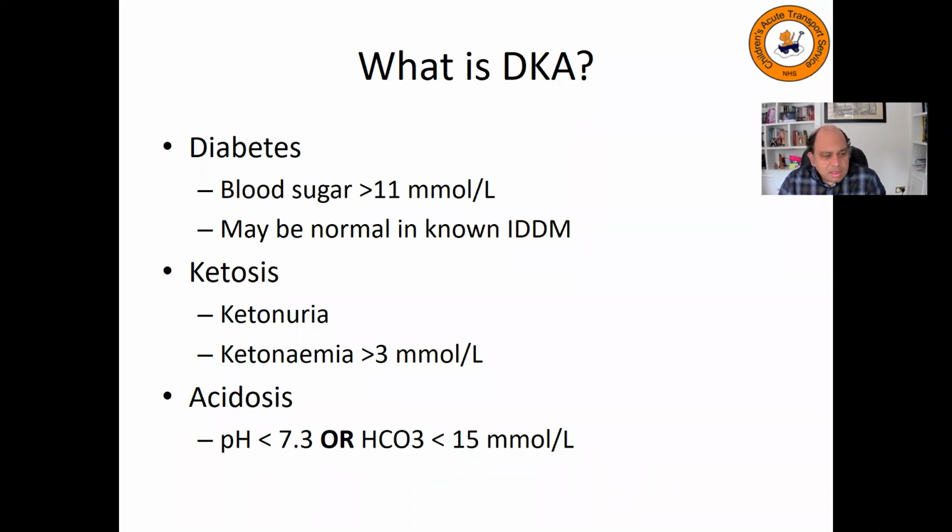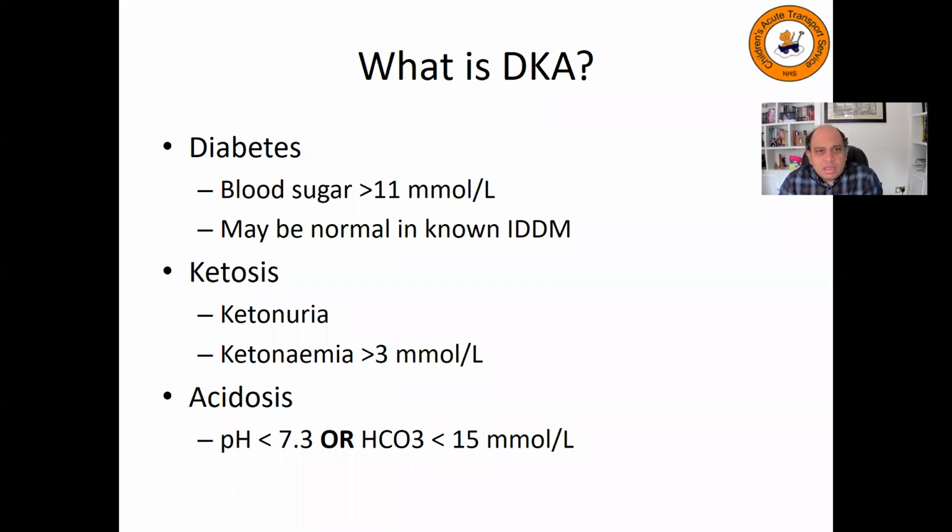The K part is the ketosis. The ketosis was usually detected when I was a registrar. We did ketone dipsticks, and if you had 2+ ketones in the urine, that was all you had. But over the last few years, we've got ketone measurement in blood, and the definition of ketosis in DKA is a ketone level of more than 3 millimoles per liter. And then the A essentially reflects acidosis, and the definition in the NICE guidance is that the pH has to be under 7.3, or the bicarbonate has to be under 15 millimoles per liter. So those are the three sort of parts to the DKA diagnosis.